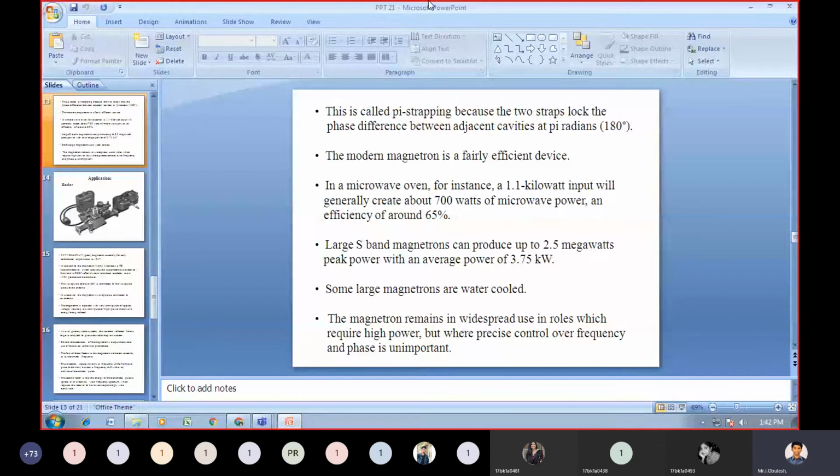Large S-band magnetrons can produce up to 2.5 megawatts peak power with an average power of 3.75 kilowatts. Some large magnetrons are water cooled.